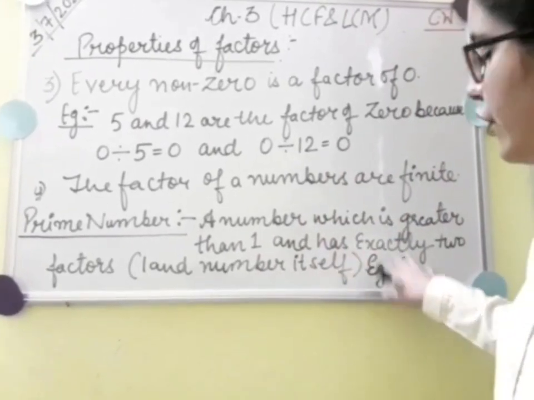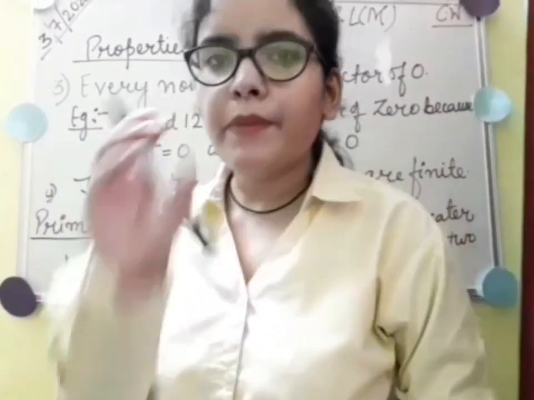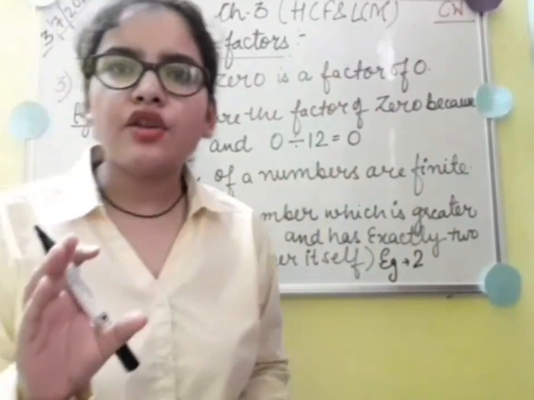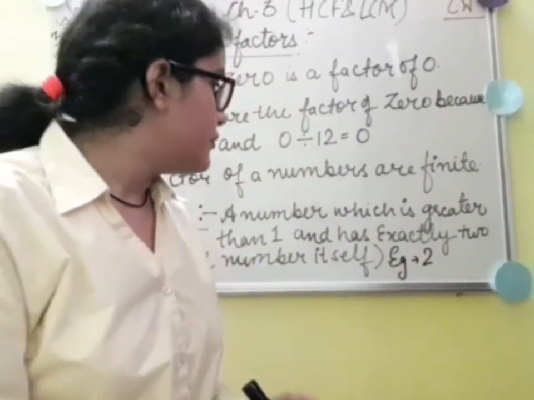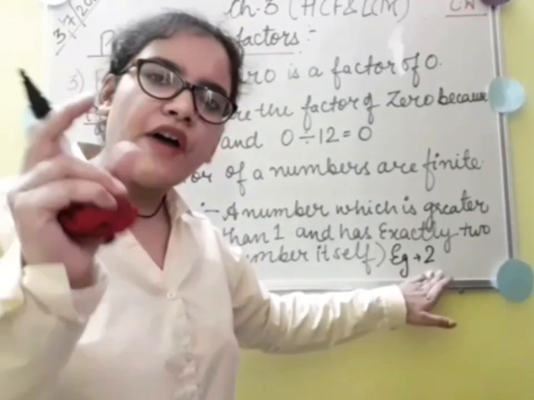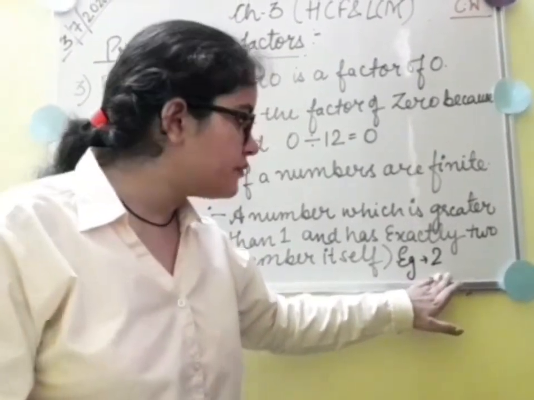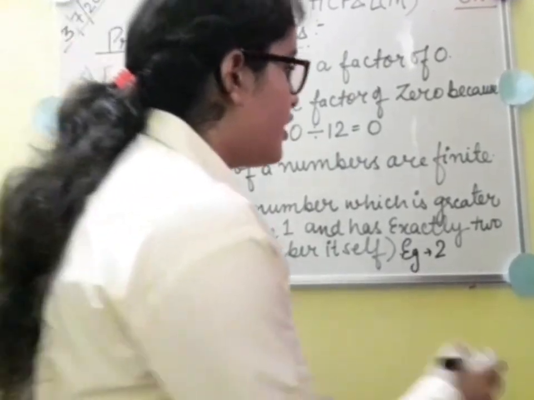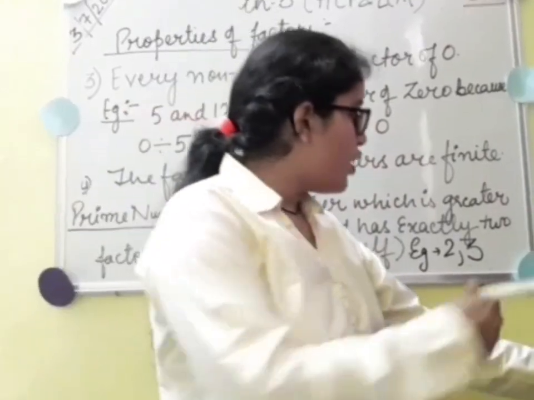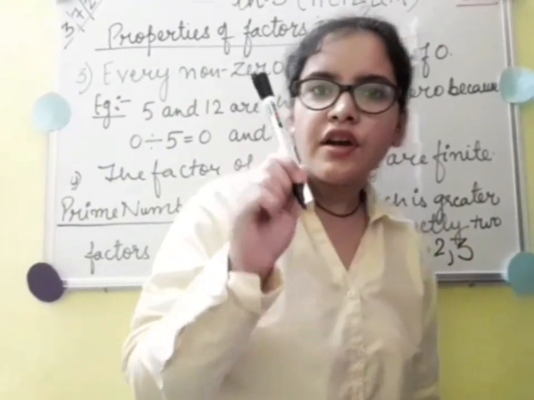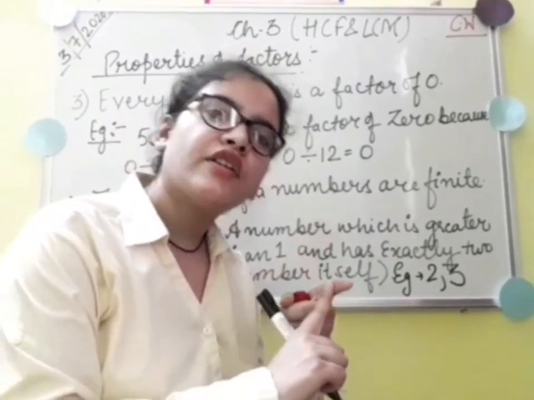I have told you in the previous video also that whatever number you take, 1 and the number itself will be its factors. Okay students, clear? Now you can take an example like 3 also. 1 is a factor of 3 and 3 is also a factor of itself.